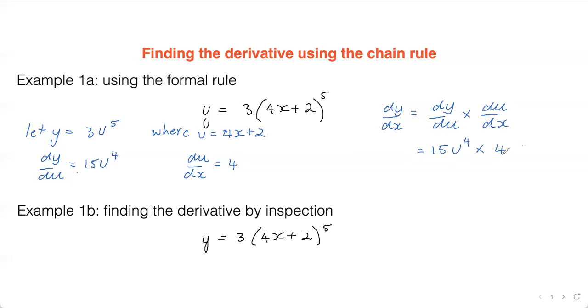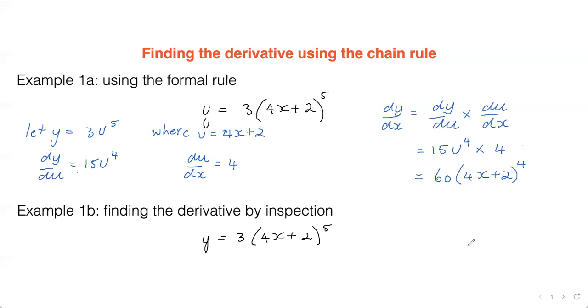and that's what we've got here, 4. Now all we need to do is tidy that up, simplify it, and put our u back in. So 4 15s are 60. Our u was 4x plus 2. And there we go. That's our answer.